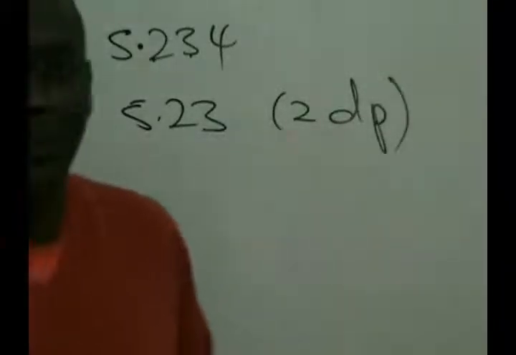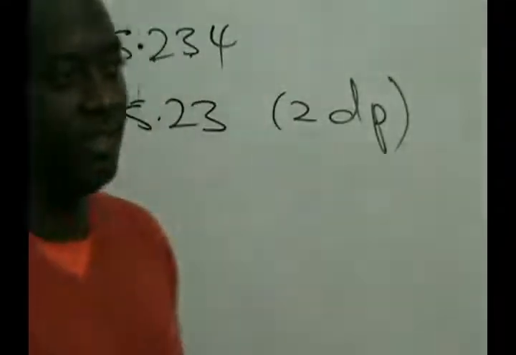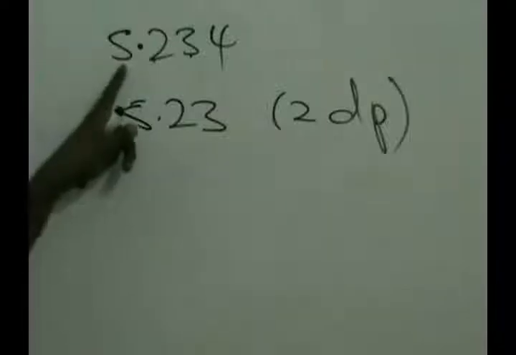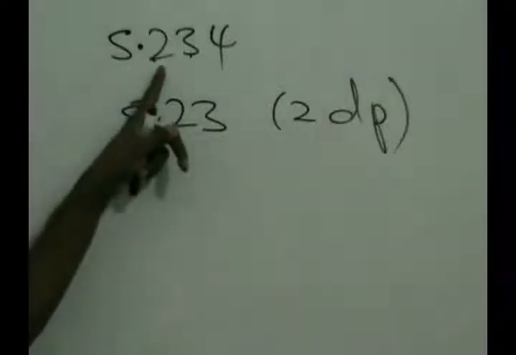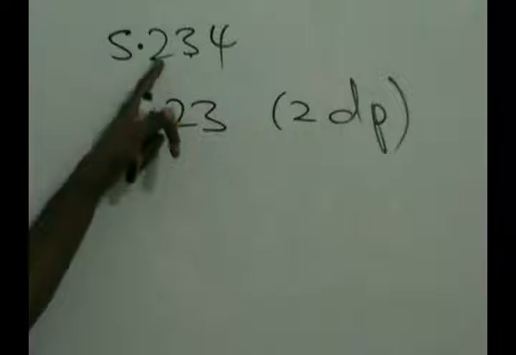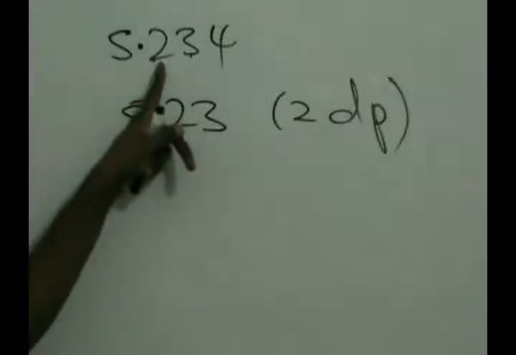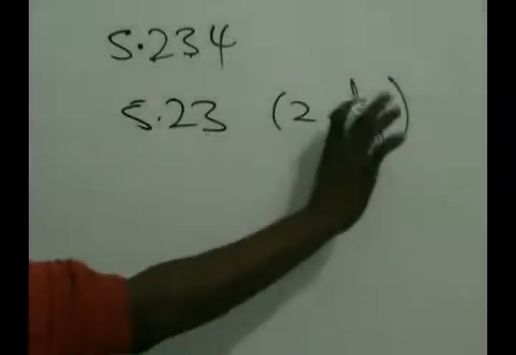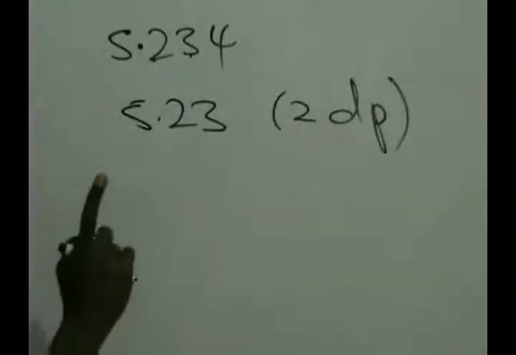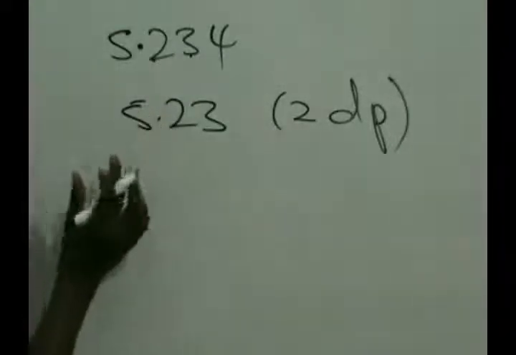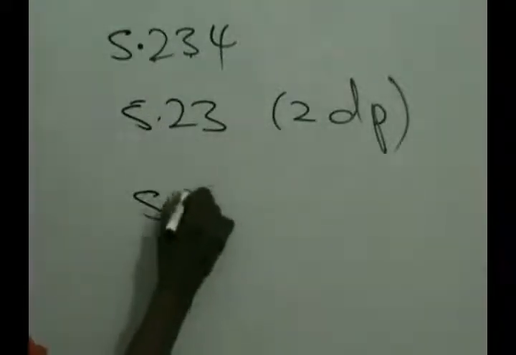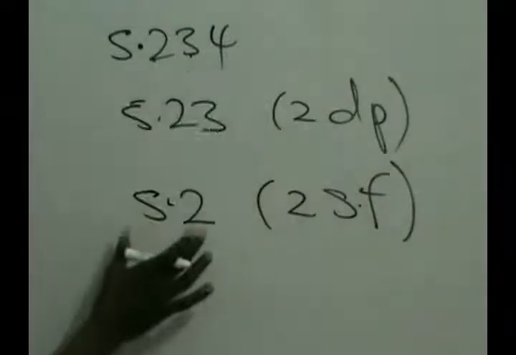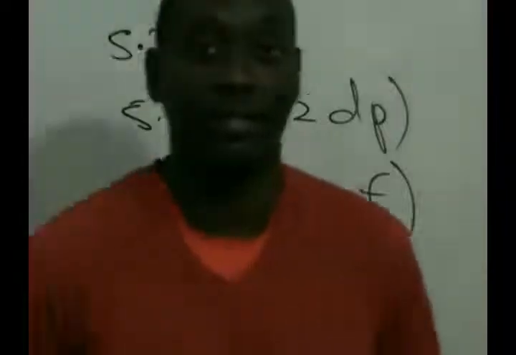How about 2 significant figures? Alright? The first significant figure is 5. If your first significant figure is 5, then the second significant figure will be 2. And then, having found the second significant figure, you look at the number after it. Number after it is 3. So that 5.234, sorry, to 2 significant figures will be 5.2 to 2 significant figures. Look at the difference.